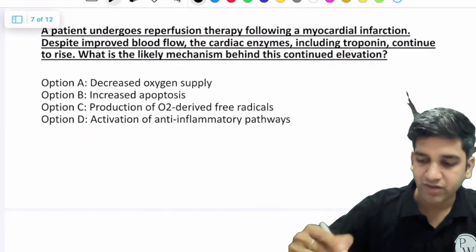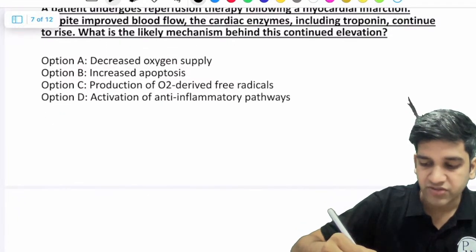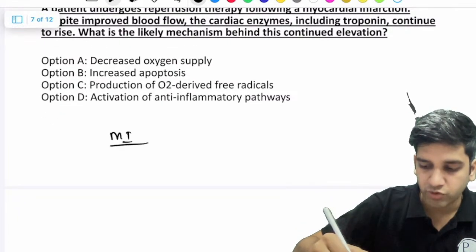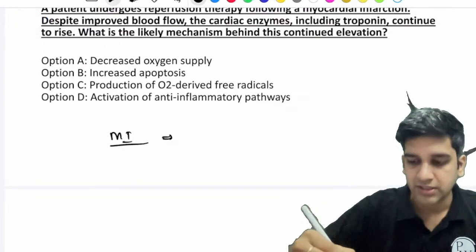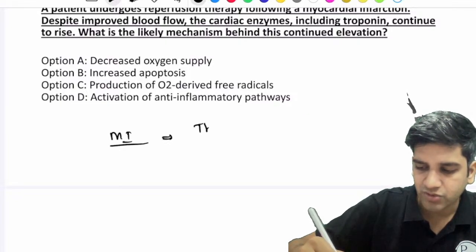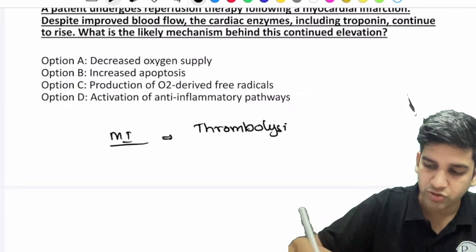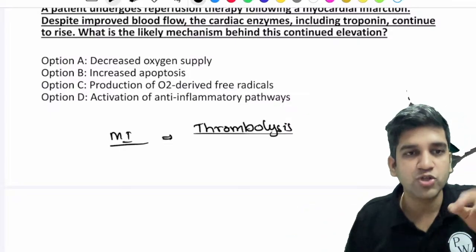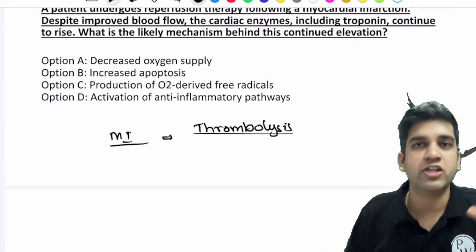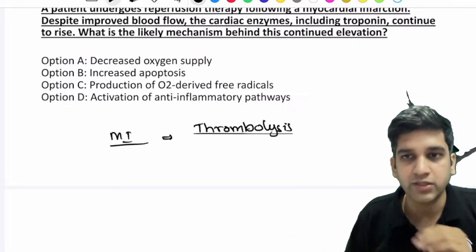Perfect. So when I have a myocardial infarction, the best treatment for MI is to remove the block, or in simple terms, TPA, or I can just use the term thrombolysis. There's a thrombus, so I use thrombolysis. I can use an angioplasty, percutaneous coronary angioplasty. I can use that, or I can use this, right?